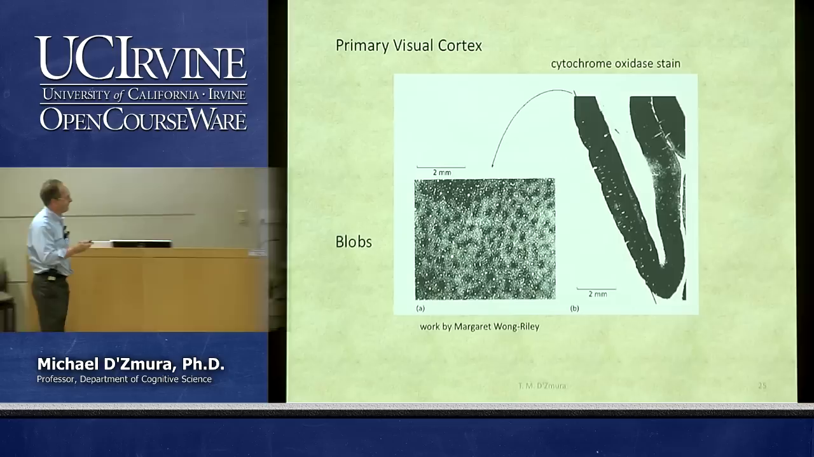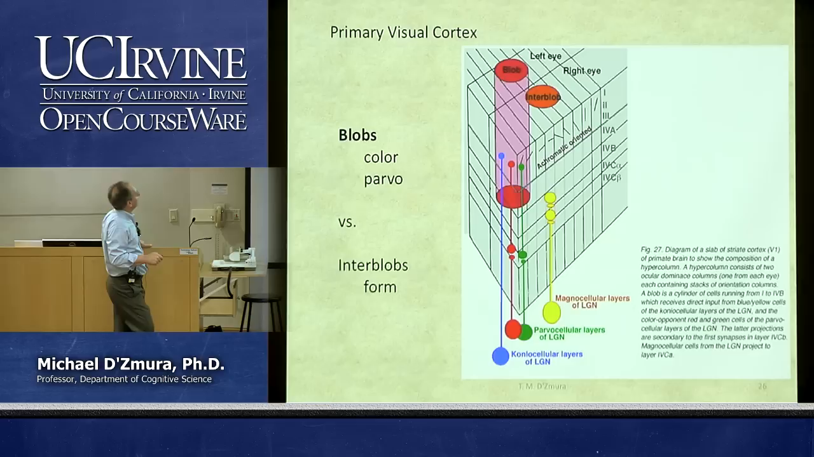So here's a schematic. The blobs are receiving input from the parvocellular layers of the lateral geniculate nucleus. That would be indicated by these red and green inputs here. We follow these to 4C beta, and then these neurons in turn project to neurons in shallower layers, like layers 2 and 3, in the blobs. This differs from the magnocellular layer neurons in the LGN, which project to 4C alpha and then exit very quickly.